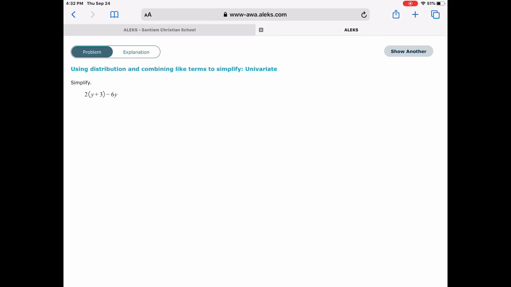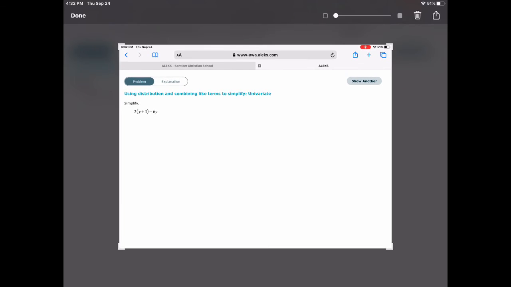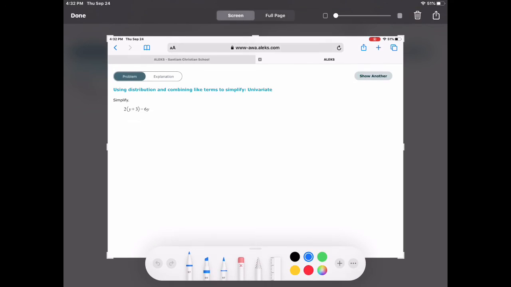Okay, so now we're going to get to actually work with this expression. We're going to work with the distributive property and combining like terms. In this case, we have to use the distributive property to work with this because there's a y in there, and we can't do y plus 3. They don't combine. They aren't like terms. And so the distributive property is the only way to sort of undo these parentheses.